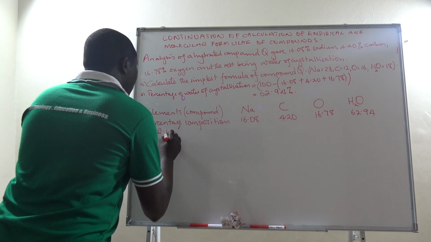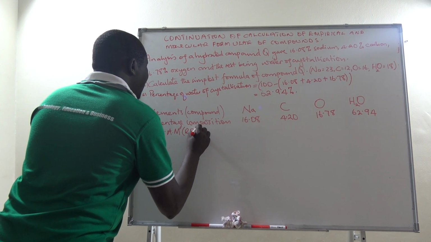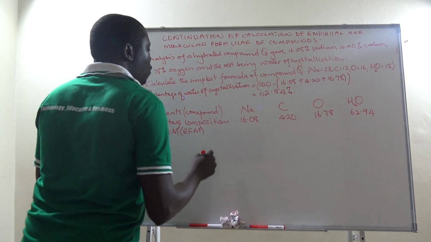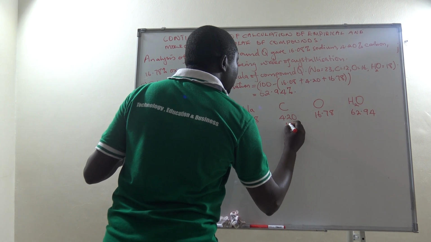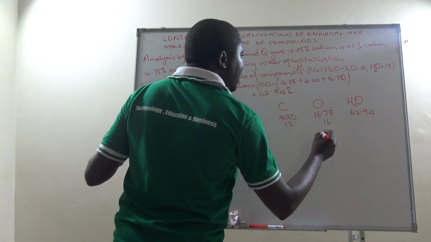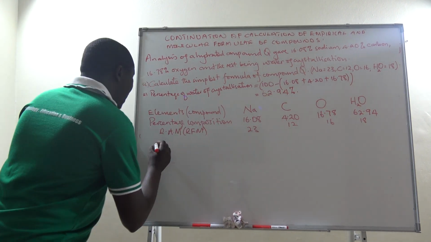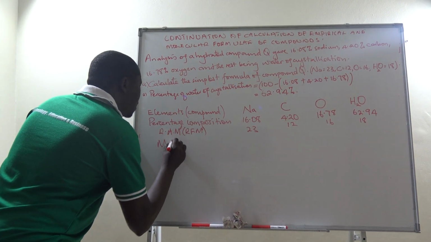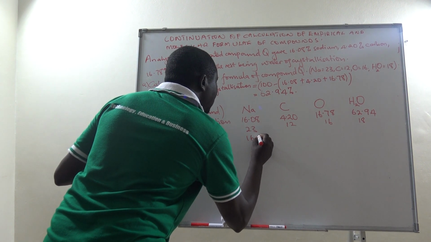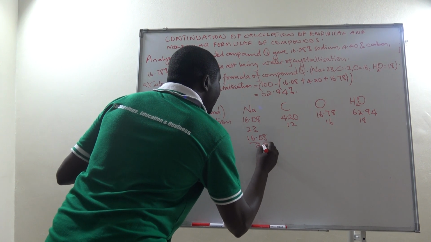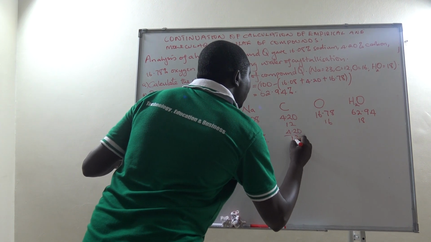So let's go to the relative atomic mass of each element, and then the relative formula mass of water given. For sodium it is 23, carbon is 12, oxygen is 16, and for the water of crystallization it is 18. Next, we are now going to calculate the number of moles. So in getting the number of moles, for sodium it is 16.08, we divide by 23. For carbon it is 4.20, we divide by 12.